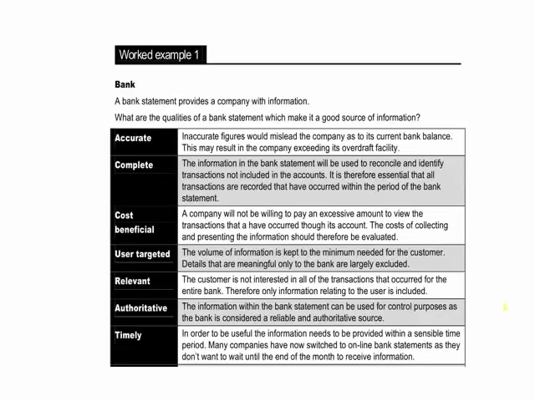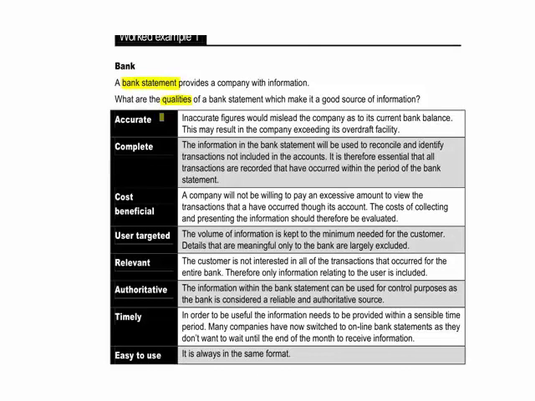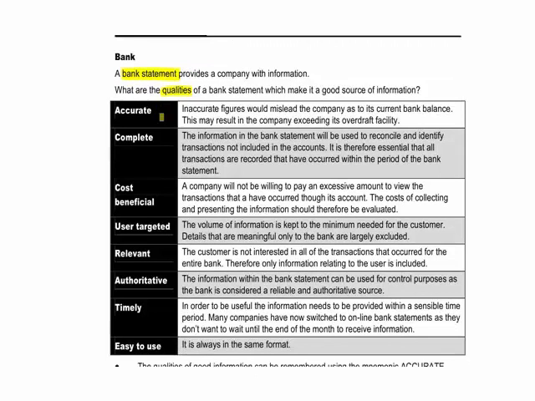We need to think about then the qualities of good information, and we can use a bank statement to help us with this. So a bank statement is going to provide a company or an individual with information about their finances, and we can think about the different qualities of this statement that make it a good source of information. So it needs to be accurate. We need to make sure then that we have got the right figures in there. We don't want to be misled about the bank balance. So we need to know how much money we've got.